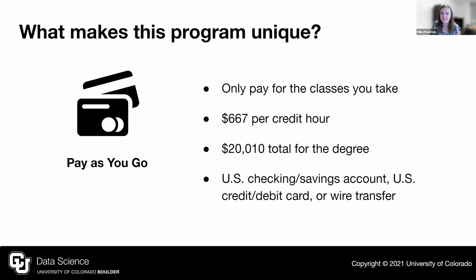So another thing that makes this program unique is the way you're going to pay for the program. Traditionally, in an on-campus degree, you're going to pay for the entire semester all at once. And that's a really large bill that you have to pay up front. But in this program, you're allowed to pay as you go. And tuition is only $667 per credit hour. So you're going to pay per credit hour, not semester, which allows for maximum flexibility. And we offer multiple payment options. You can pay online with a checking or savings account for no fee. You can pay with a credit or debit card for a small fee, or you can use a wire transfer via Flywire.